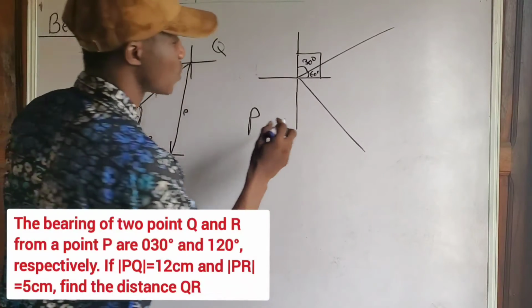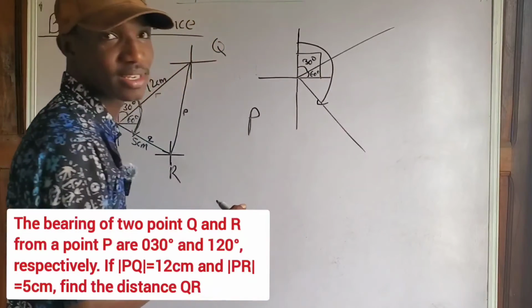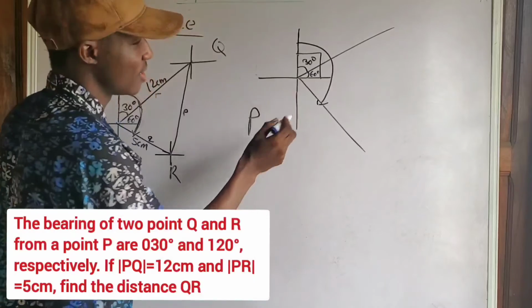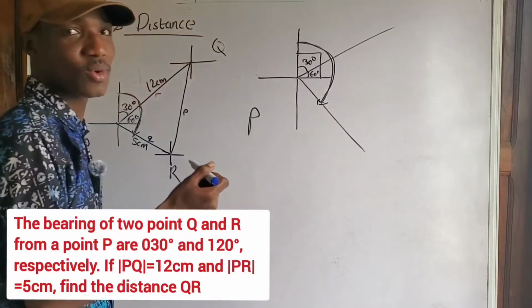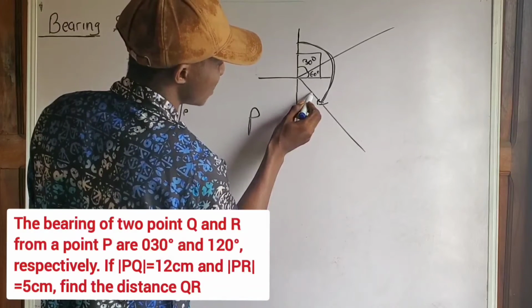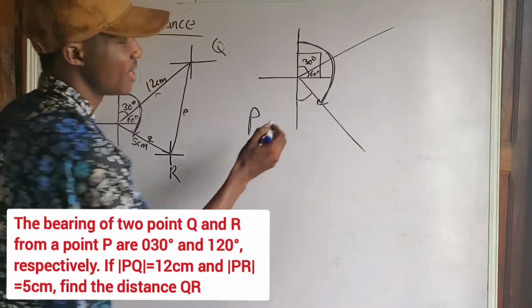Now the next one is that we are given in the question that from this point to this point is 120. Is that not it? From this point to this point is 120. Now, if I want to get this smallest angle that is here, that will be 120.